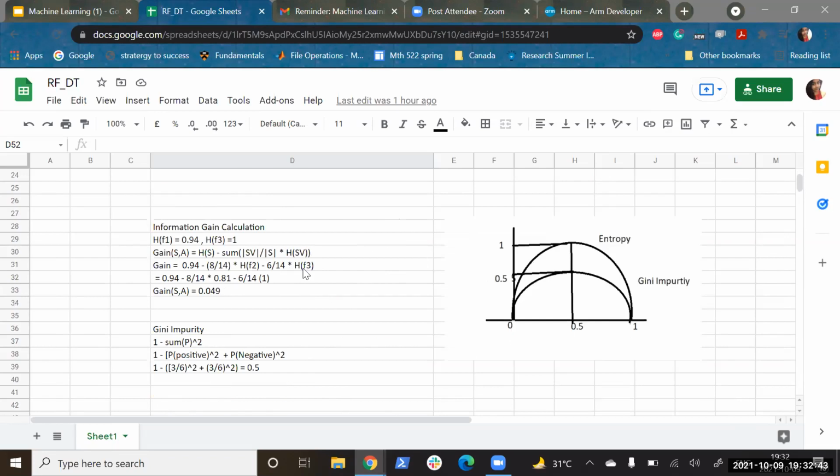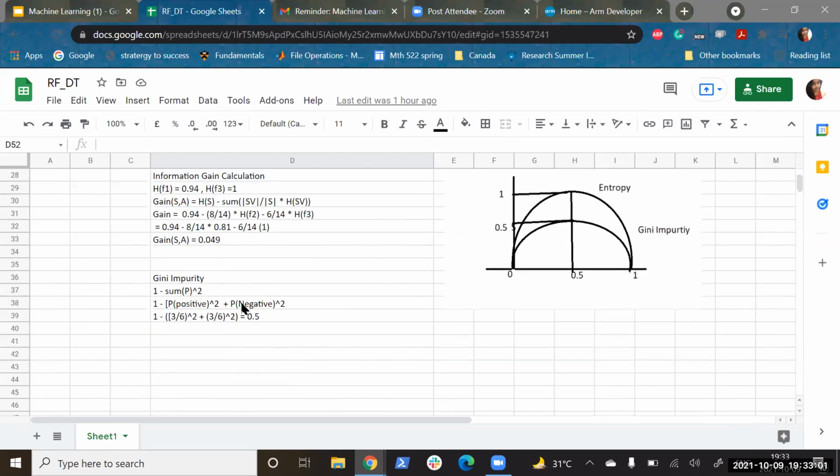So we calculated here. After doing all the calculations, multiplications, subtractions and everything, you get a gain of 0.49. Not that great, but fine. It's fine. Unless it's 1, it's fine.